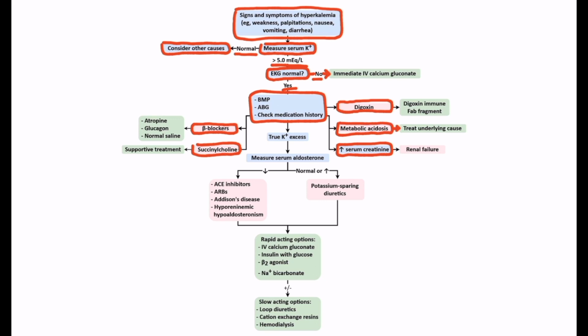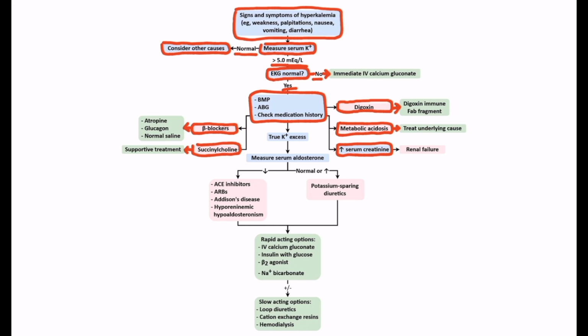Beta blocker toxicity is treated with atropine, which raises the heart rate, glucagon, and normal saline. Digitalis toxicity is treated with digoxin immune Fab fragment, which binds to and neutralizes digoxin. In all these scenarios, we also need to initiate rapid-acting agents for lowering potassium, in addition to the specific treatment. Succinylcholine toxicity is treated with supportive measures like fluids and mechanical ventilation.